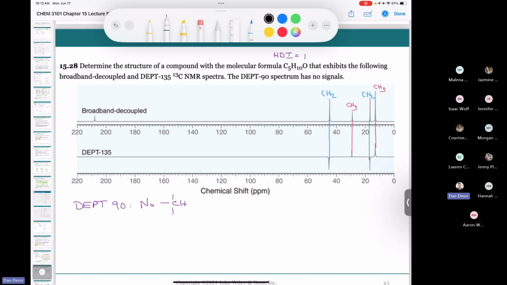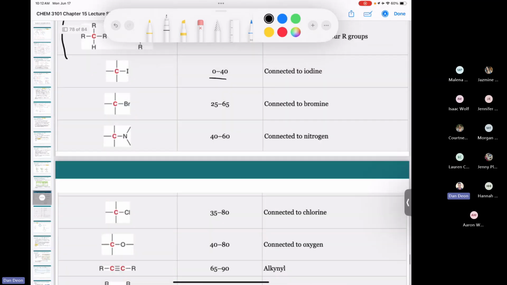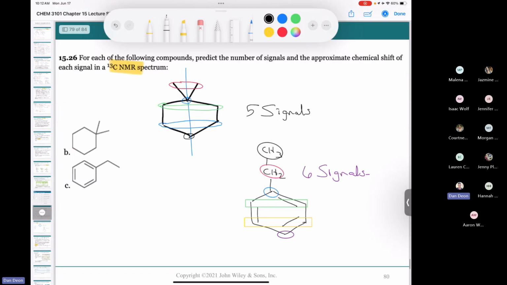Could anybody identify this signal way up here? If it's over 200, if it's around 210, what do we know about that carbon? What's attached to that carbon? If you don't remember, let's go back to the table. If it's all the way up at 210, it must be some kind of what? Aldehyde or ketone. Give me a thumbs up if you're with me on that. It's got to be an aldehyde or a ketone.